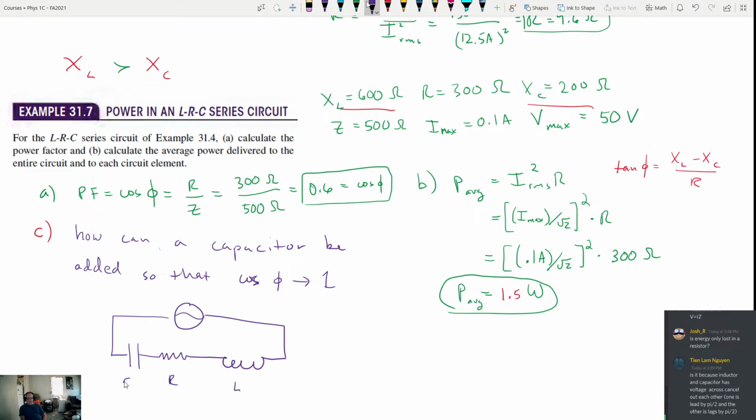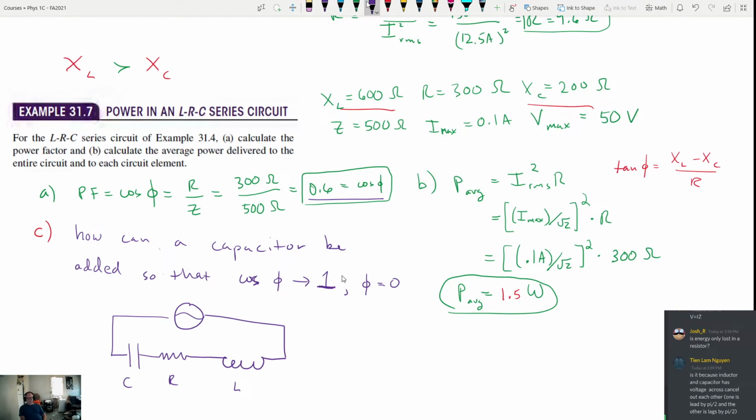Resistor, inductor, capacitor. And right now, cosine phi is equal to 0.6, right? How can we add a capacitor to make it so that cosine phi becomes 1? What would we need to do so that cosine phi would become 1, which would mean that phi would be equal to 0? Can we add a capacitor in series? Can we add a capacitor in parallel? And what should the value of that new capacitance be so that we get a power factor of 1?